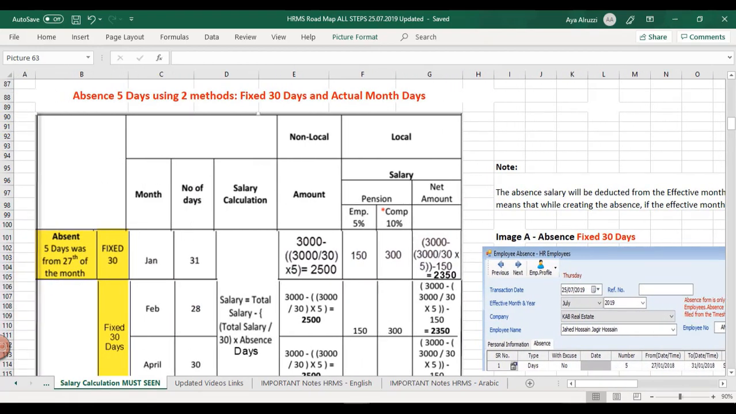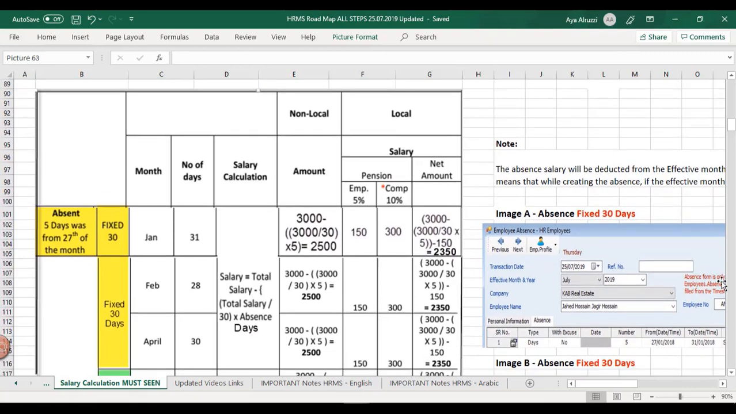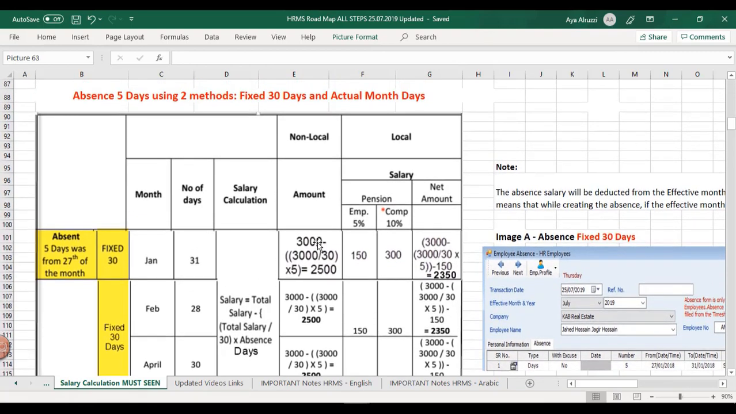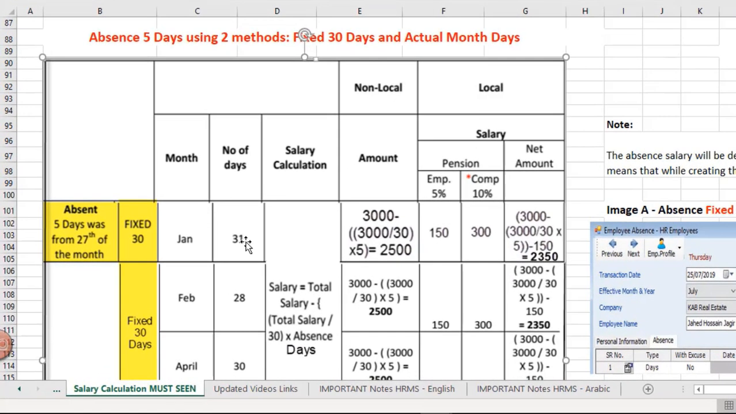Okay, let's see the screenshot right here based on this scenario, but let's first cover it so it will be easier for you to understand. The example says that, based on the given information, the salary is 3,000, and in the absence, let's say 5 days were taken off, starting from the 27th of the month. And we're talking about fixed 30 days. So in the month of January, which has 31 days, this is how the salary calculation is.